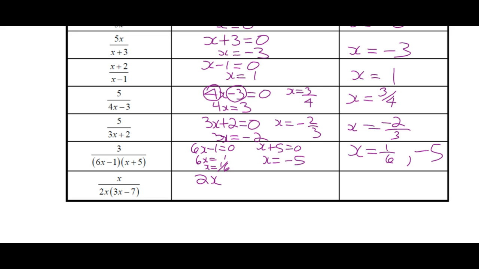Here, now we still have two terms, right? I got 2x, so what value of x makes 2x equal to 0? Well, if x is 0, the whole denominator is going to become 0, right? So x is equal to 0, or negative 7, change the sign, make it 7, divided by 3. The work: 3x minus 7 is equal to 0. 3x equals 7. X equals 7 over 3.